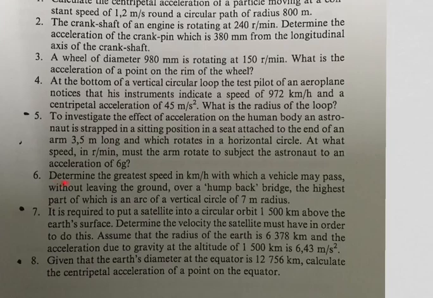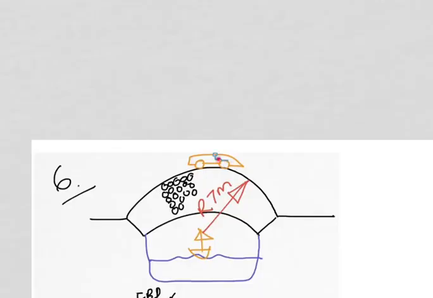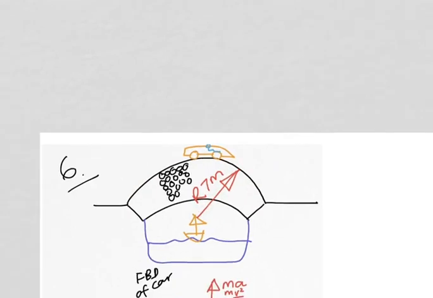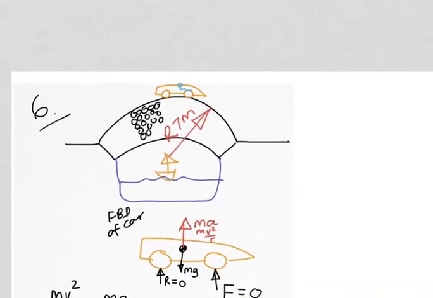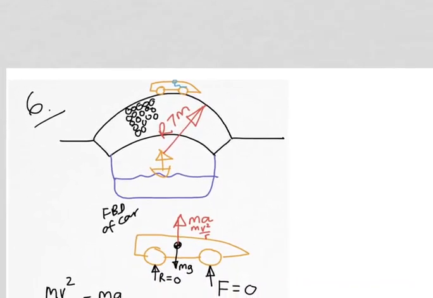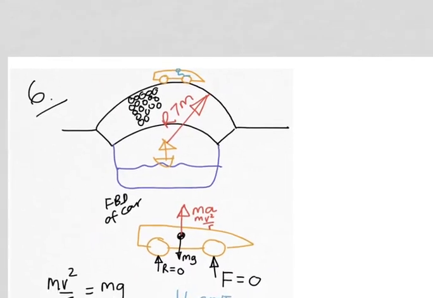So let's look at number 6, which asks: determine the greatest speed in kilometers per hour with which a vehicle may pass without leaving the ground over a humpback bridge, the highest part of which is an arc of a vertical circle of 7-meter radius. So here's our vehicle, and it's traveling over this bridge such that it is traveling in a circular path with radius 7 meters. Let's start by drawing a free body diagram of the motor car in this position up here, and here is the free body diagram.